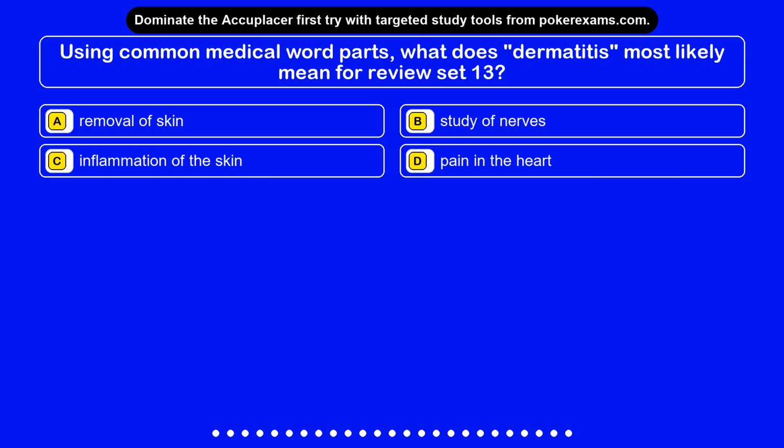Question 23. Using common medical word parts, what does dermatitis most likely mean for review set 13? Option A, removal of skin. Option B, study of nerves. Option C, inflammation of the skin. Option D, pain in the heart.